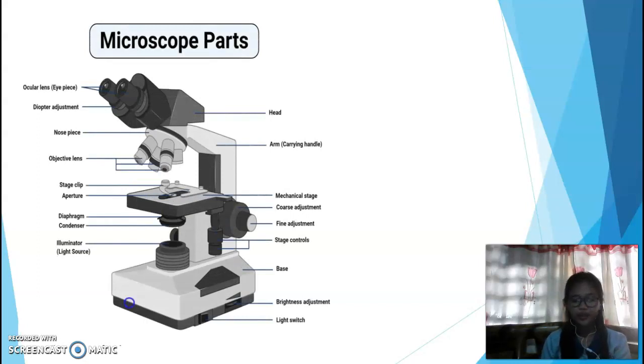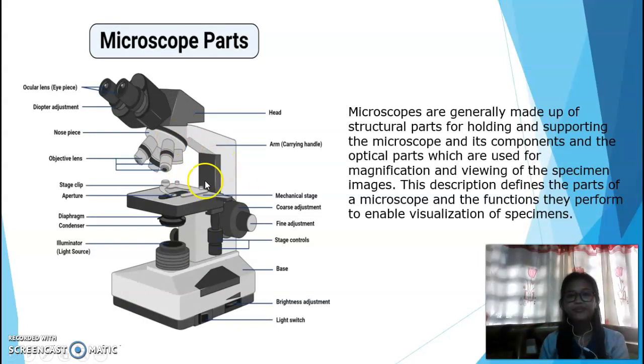Parts of a microscope. Microscopes are generally made up of structural parts for holding and supporting the microscope and its components, and the optical parts which are used for magnification and viewing of all specimen images. The description defines the parts of the microscope and the function they perform to enable visualization of the specimen.